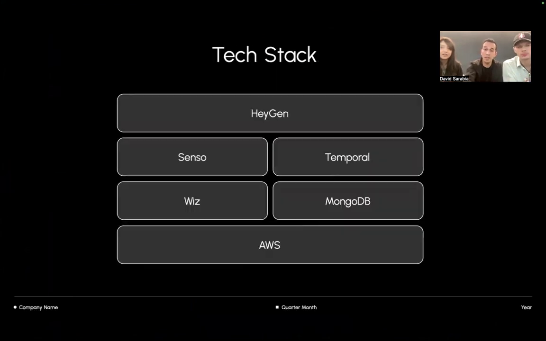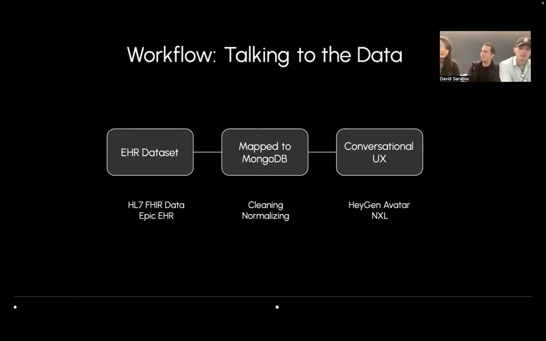We also used Wiz as part of our observability layer to really ensure that there's data security in place for this very sensitive patient data. And we used the EHR data set, which was HL7 data. And then we mapped it to MongoDB, and then we used that to set up the conversational UX.